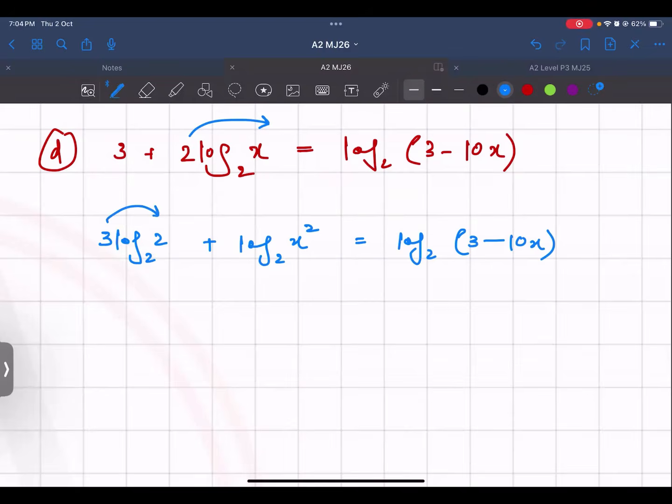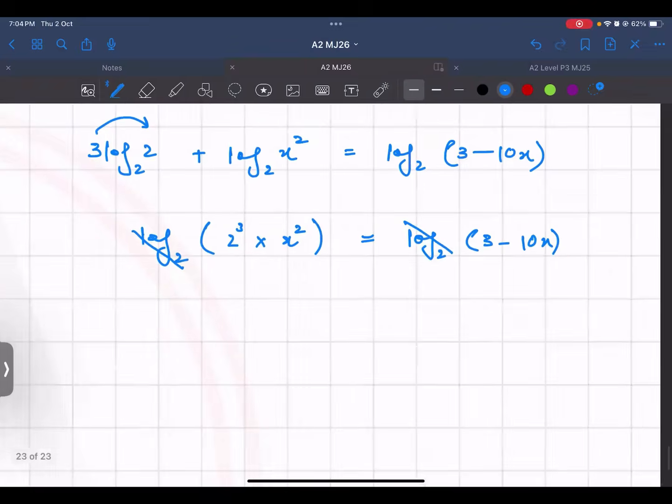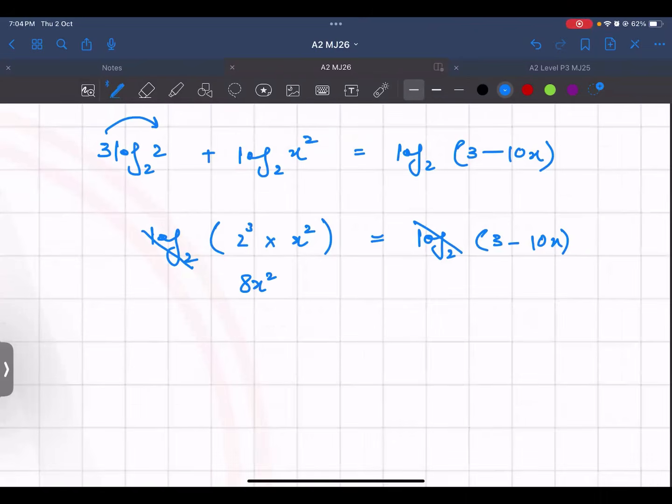So 2 cube, so this becomes log 2 cube. And then the bases are same, so they would multiply. So log 2 cube multiplied by x square, because they are adding up. Logs with the same base are adding up, so the insides will multiply. So log 2 of 3 minus 10x. And now you can cancel out the logs. Logs cancel out. 8x squared equals 3 minus 10x.